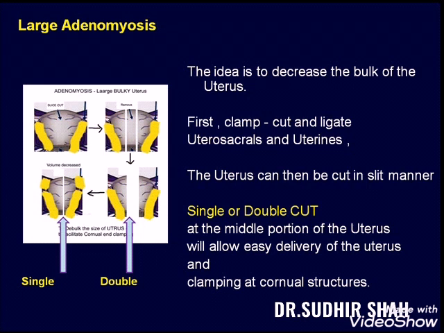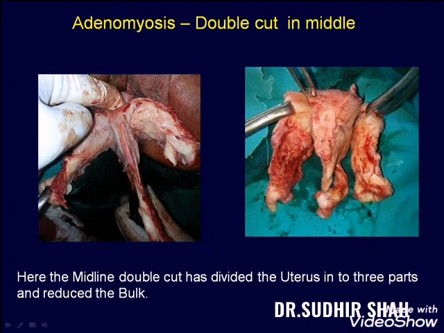A single or double cut at the middle portion of the uterus will allow easy delivery of the uterus and clamping at the cornual structures. The single and double cut as shown in the image. Double cut in the middle. Here the midline double cut has divided the larger uterus into 3 parts and it has reduced the bulk.